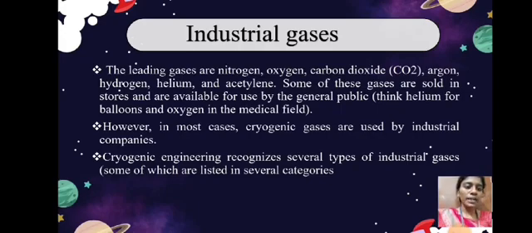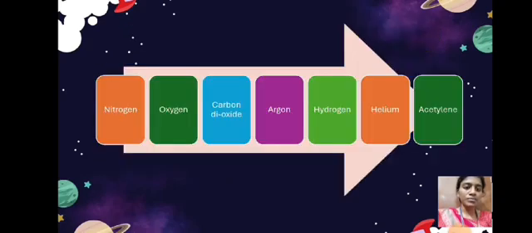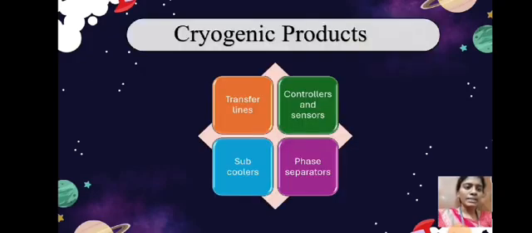Most of the cryogenic gases are used in industrial companies, and are recognized in several types. These are the list of gases included in industries: nitrogen, oxygen, carbon dioxide, argon, hydrogen, neon, lithium. These are the gases.